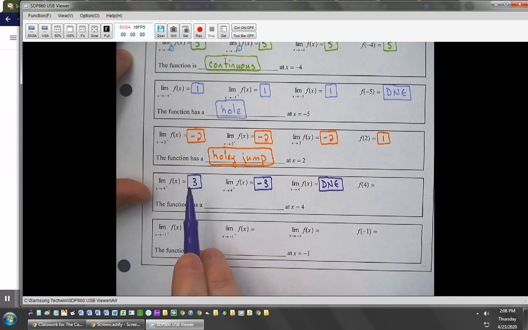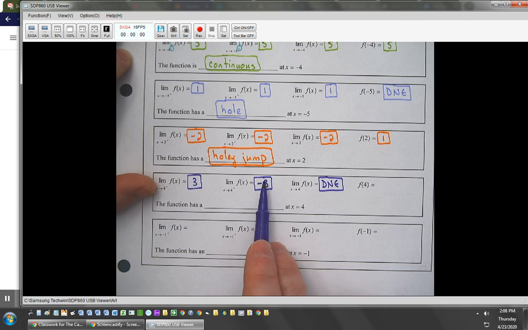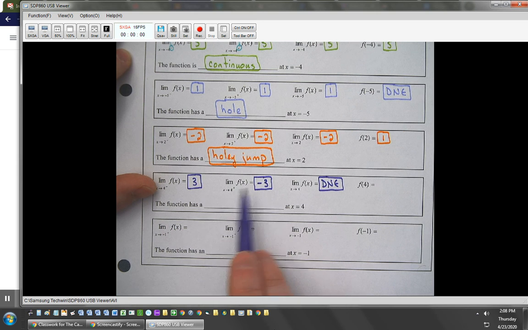Because this, from the left, at x equals 4, the graph was trying to reach 3. From the right, the graph was trying to reach -3. They're not at the same place.